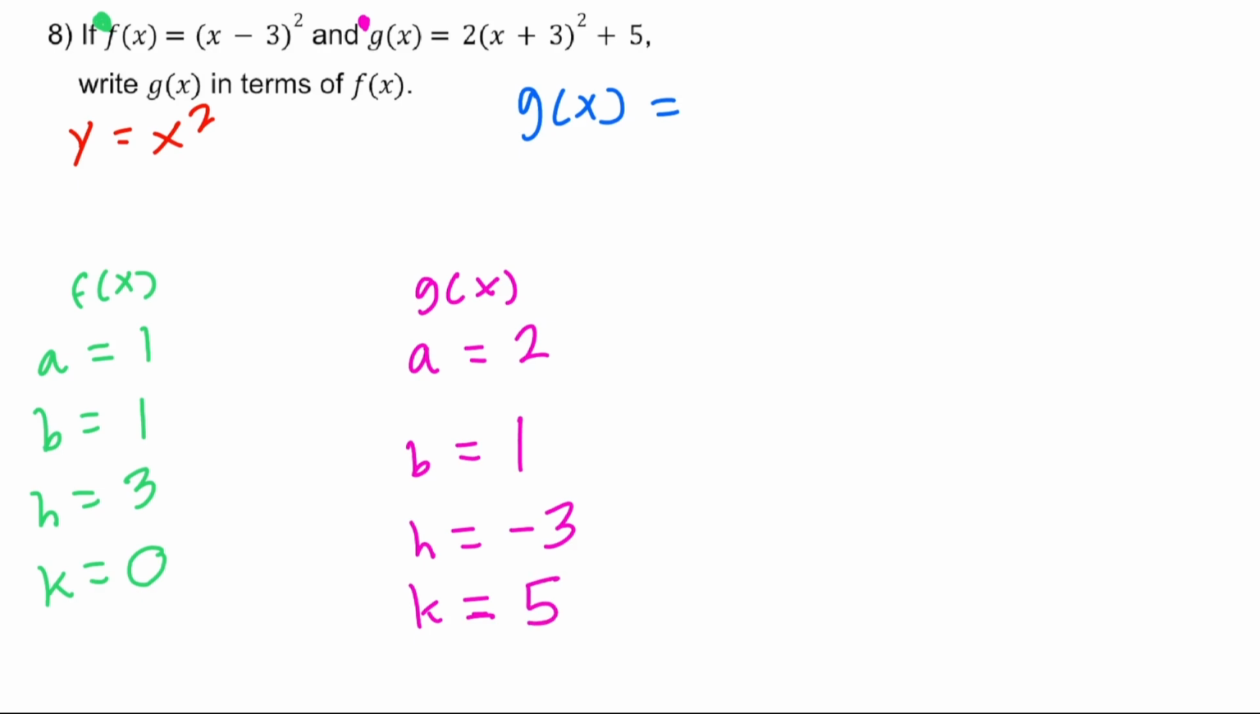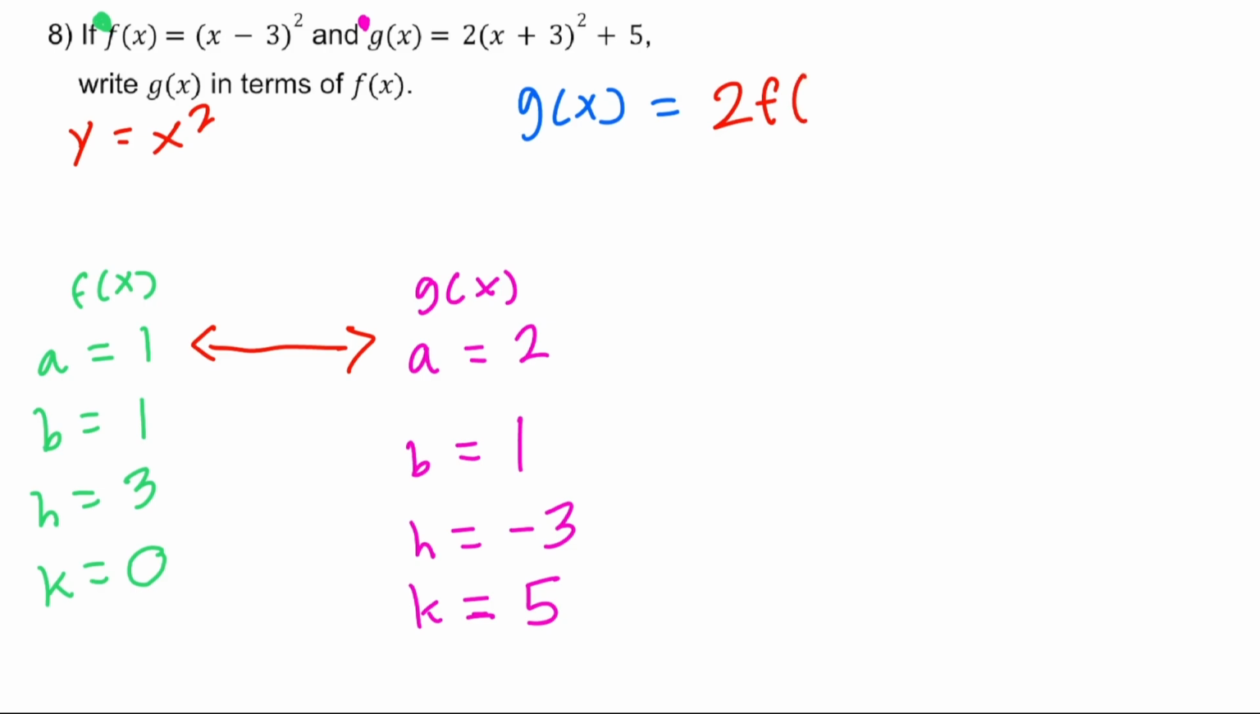And now what we're going to do is compare these functions. If we have a mismatch, we're going to make f of x become g of x. So let's look if we have any mismatches. We have 1 and 2 for our a values. What that is telling us is we're going to have to multiply f of x by a factor of 2. So g of x is equal to 2. That's our a value. That's our vertical dilation. So that's what we're starting with. 2 f of, and then we're going to do our b value and our h value.